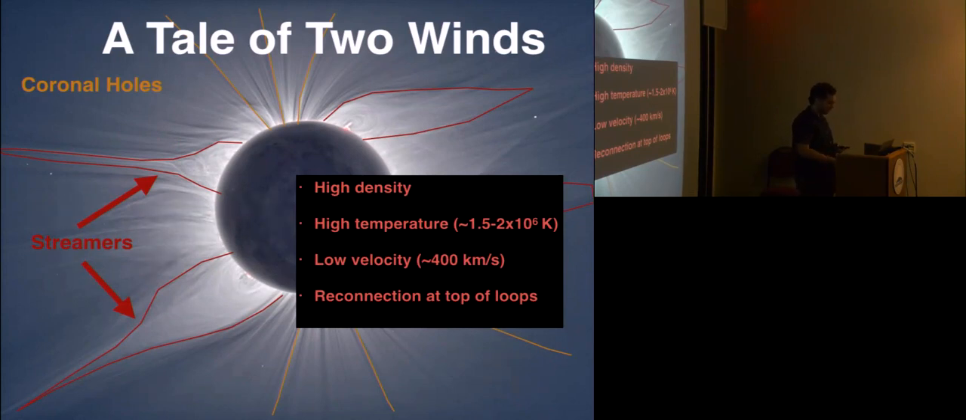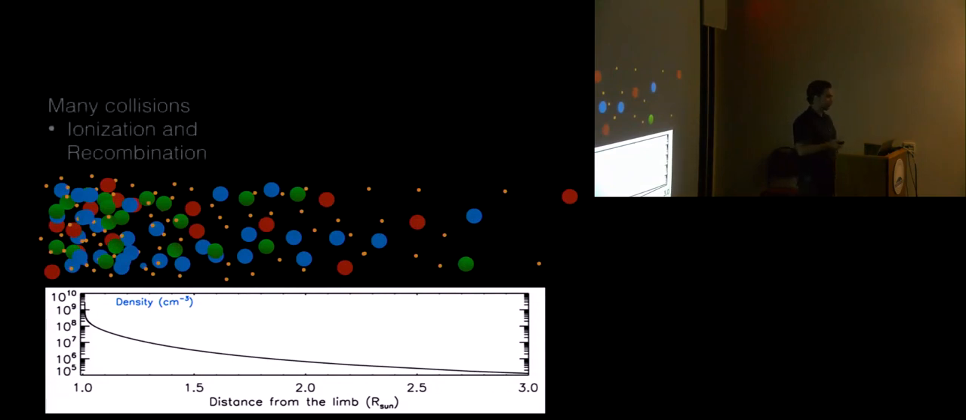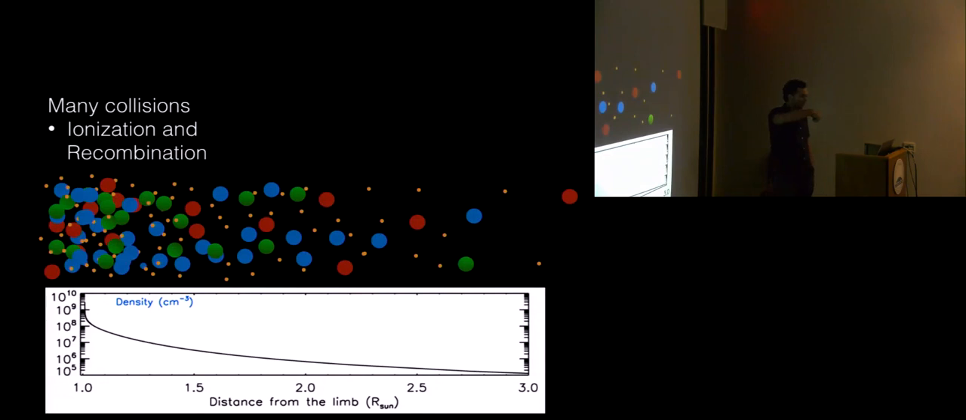And so if you imagine that you're a particle in the solar wind and you're experiencing this incredible density gradient, at first, when you're near the photosphere, you're going to have lots of collisions, which are going to be ionizing you, knocking electrons off. Electrons will come along and recombine with you. Your state is constantly changing. So you're not at any one ionization state, but you're constantly being thrown all over the place.